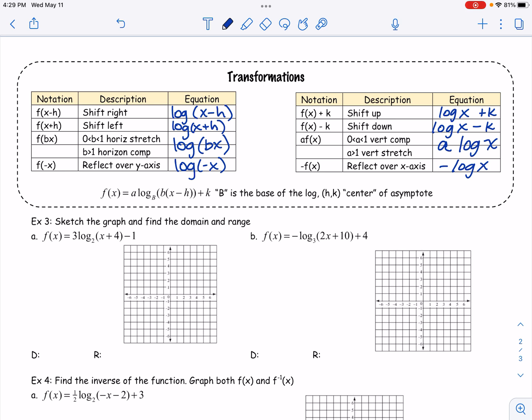Okay. Very similar to the exponential parent function. When you shift left, right, up, down, that point is not a point on your graph. That is your new origin point. So I'm going to do x marks the spot, and then I know my asymptote goes through that x. For a log graph, we do not have a horizontal asymptote. We have a vertical asymptote. That is one of the main differences on our graphs, okay?